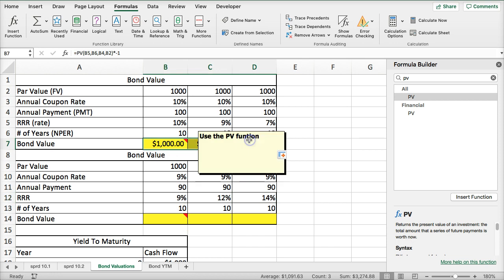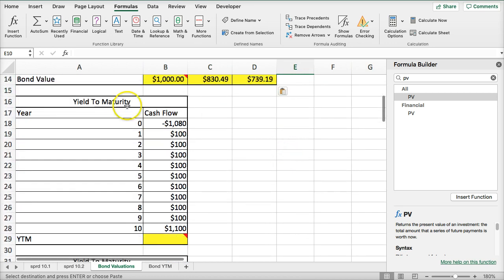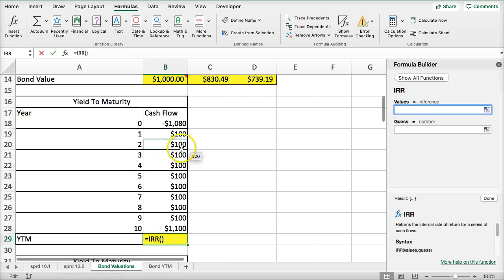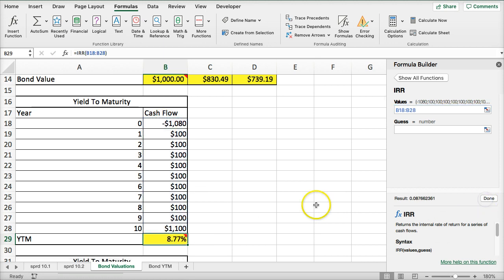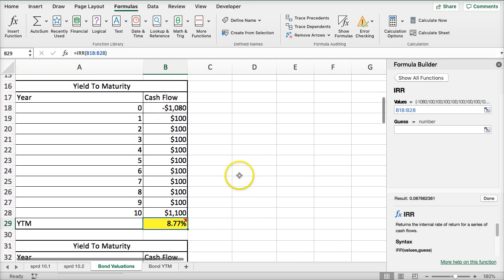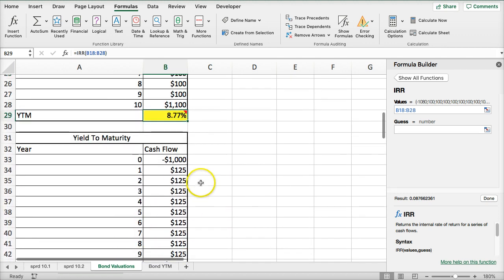Okay, so these are the answers you should have received for these 3 answers. Okay, moving down, another way to calculate yield to maturity is we could use the internal rate of return function. So with this function, we just need to highlight the values and hit done. And this will calculate the yield to maturity using the cash flows. It's basically using time value of money to discount all of the cash flows. So try the second problem here on your own. Pause the video and try the second problem.